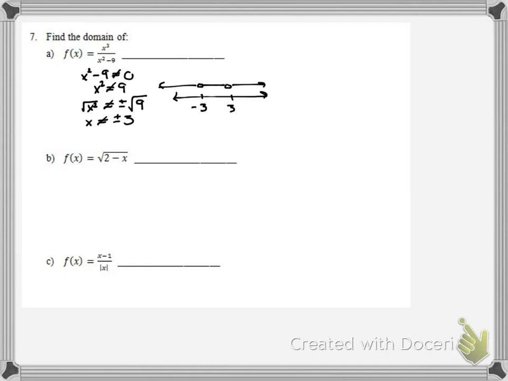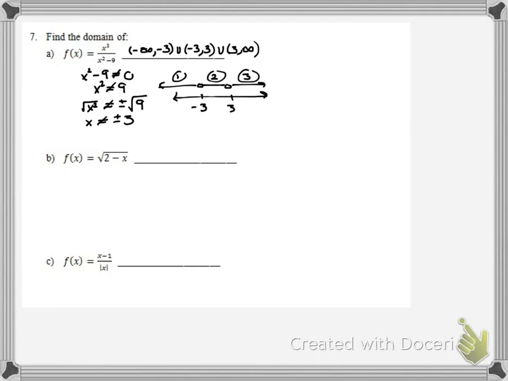That breaks this up into 3 separate intervals. So here's the interval notation. Negative infinity to negative 3. Then we go from negative 3 to 3. And then we go from 3 to infinity. Remember, the parentheses mean you do not include those numbers. Okay, so first rule, you cannot divide by 0.